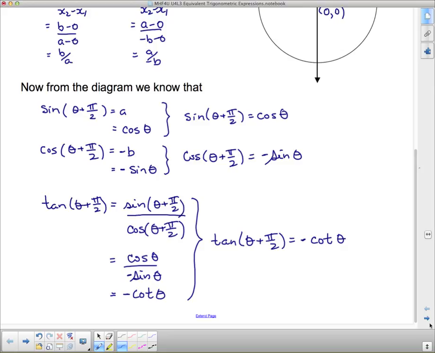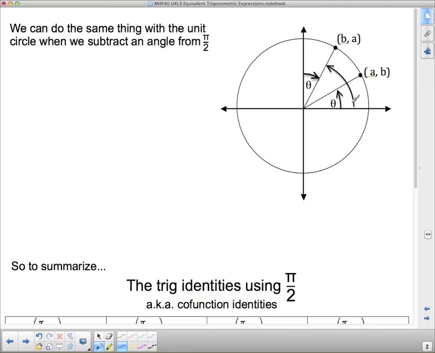Okay, so these are some identities, and we could do the same thing if we wanted to with theta minus pi by 2, which is up here. So this little angle in here is theta, and this whole thing is pi by 2. So this angle in here is pi by 2 minus theta. And we could double check that this thing and this thing add to 90 degrees. But I'm just going to ask you here to take my word on it, that when you switch around these letters, this is the situation that happens.